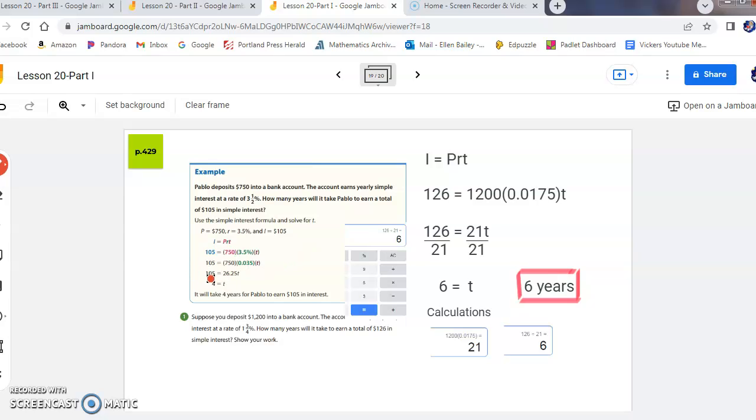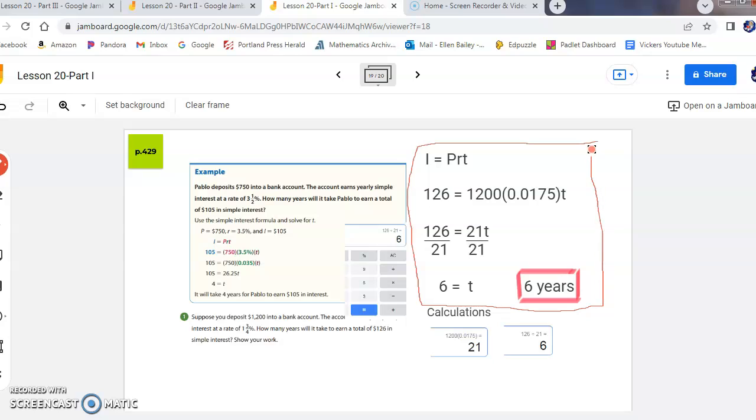So then we'll do the multiplication. 105 is equal to 26.25T. And then if you do 105 divided by 26.25, you get 4. So it takes 4 years. We're going to use that same thing over here. This, of course, is what I want you to write right over here. So let me put just a little box around this. This is for number 1 at the bottom.